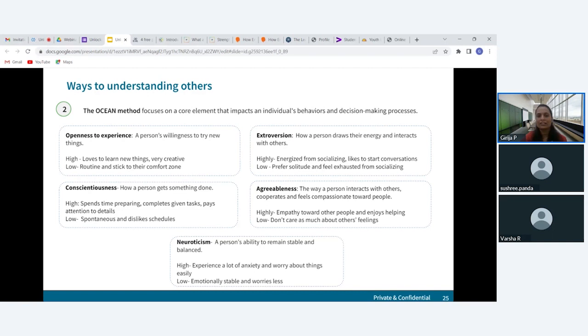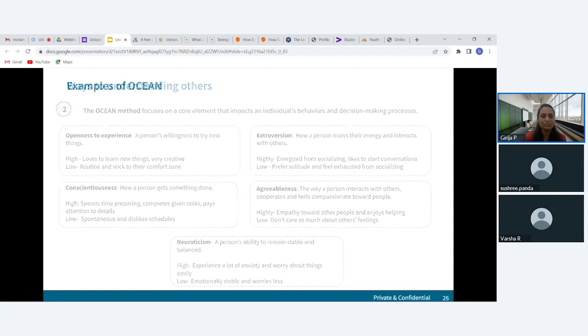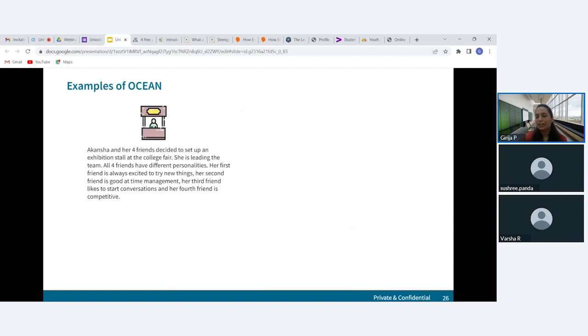Let's move ahead and see how we can use the OCEAN method in different situations. One situation we have is Akansha and her friends. They have decided to set up an exhibition stall at their college fair. Akansha is leading the team, and her friends all have different personalities. One is more excited about things, one is good at time management, one likes to start conversations, and her fourth friend is more competitive. As the leader, she assigns responsibilities to them based on their personality.